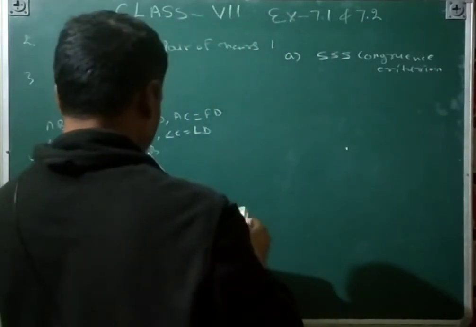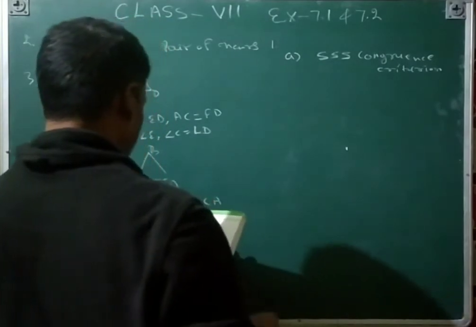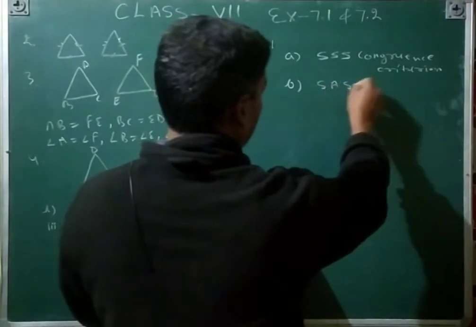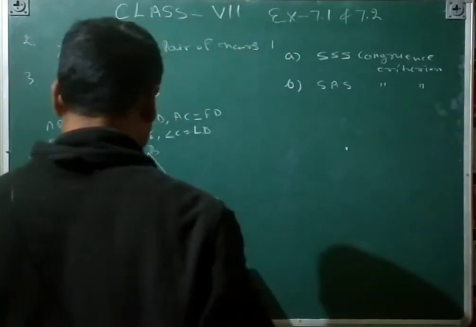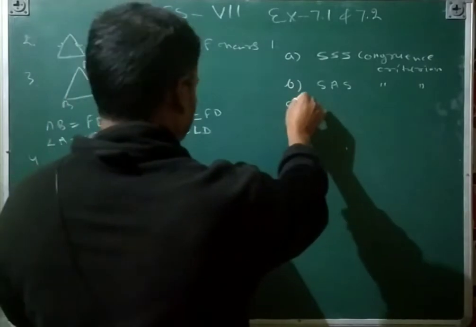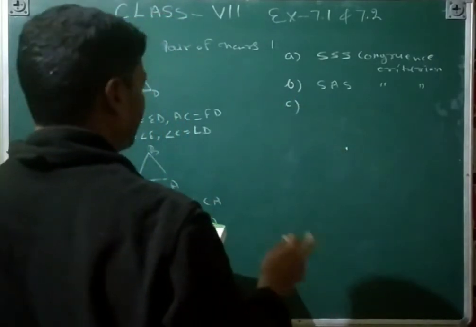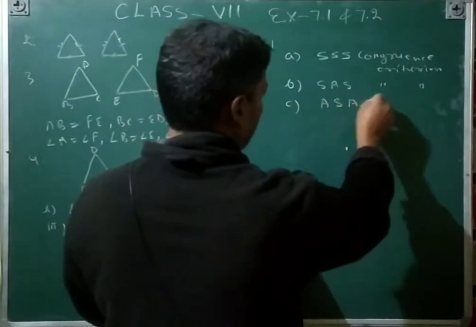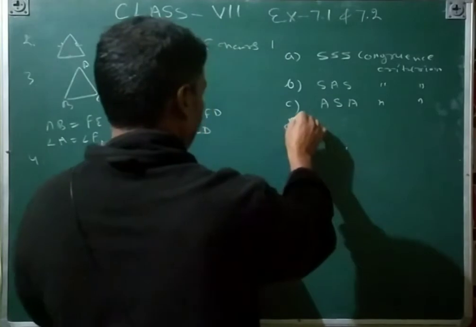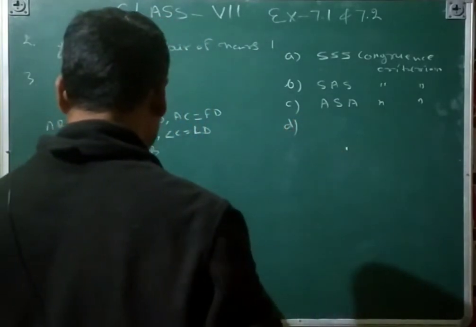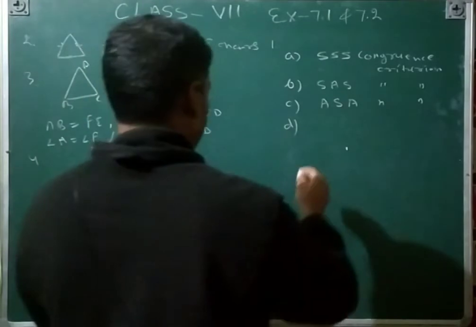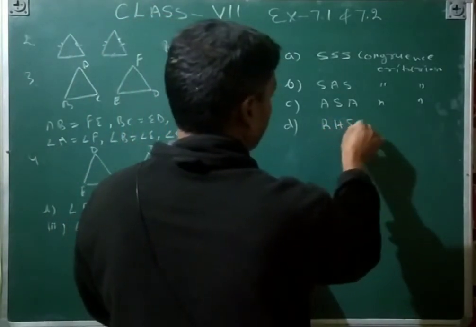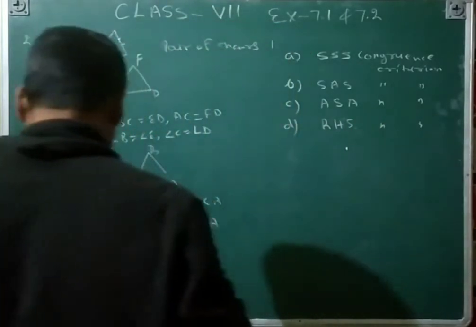Right? And then B, two sides are given and one angle is given. So side-angle-side congruence criterion. And then C part, two angles and one side are given. So angle-side-angle congruence criterion. D part, two sides and one angle is given, that is 90 degrees. So that will be RHS, right angle-hypotenuse-side congruence criterion.